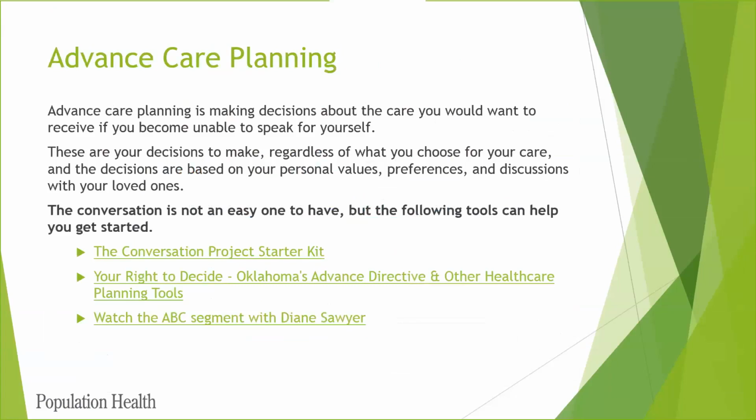Advance care planning. So advance care planning is making decisions about the care you would want to receive if you became unable to speak for yourself. These are your decisions to make regardless of what you choose for your care, and the decisions are based on your personal values, preferences, and discussions with your loved ones. The conversation is not an easy one to have, but the following tools can help get you started. All of these tools we have listed in our resources page, but also we have these listed at uticaparkclinic.com, and I would really encourage you guys to go and check them out. And additionally, we have a couple of videos specifically targeting advance care planning, so please, everybody, check them out at uticaparkclinic.com.